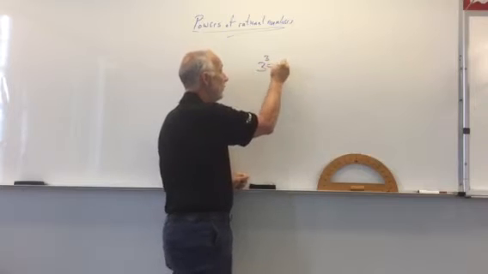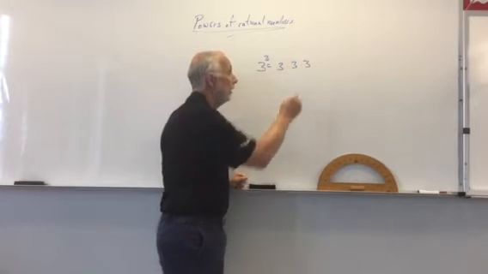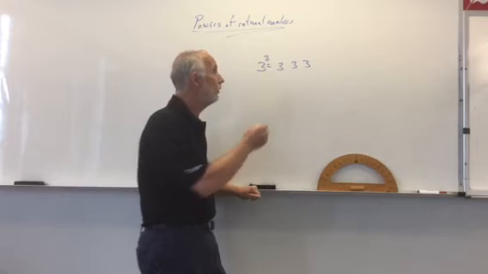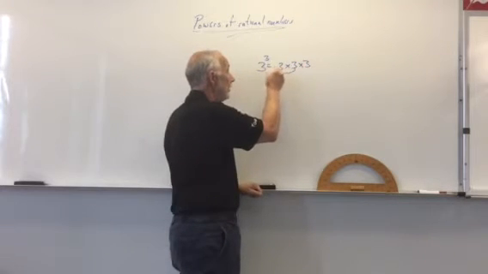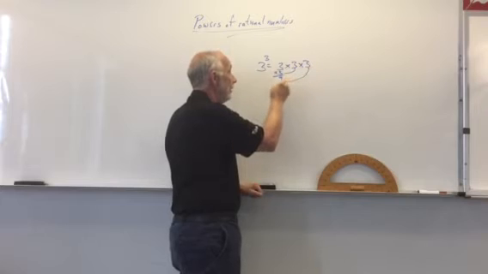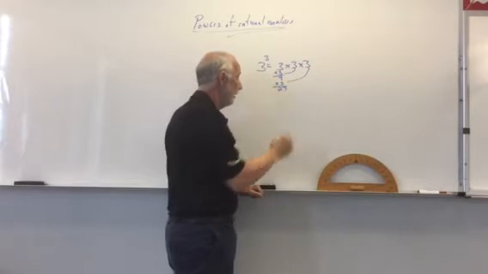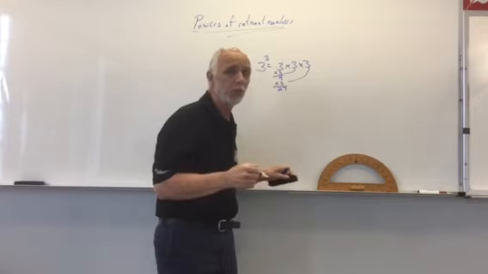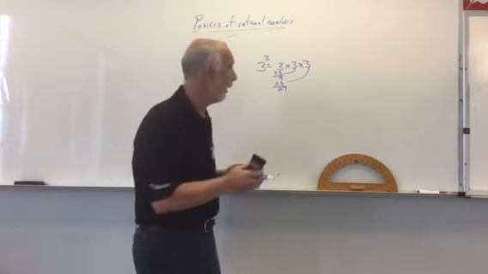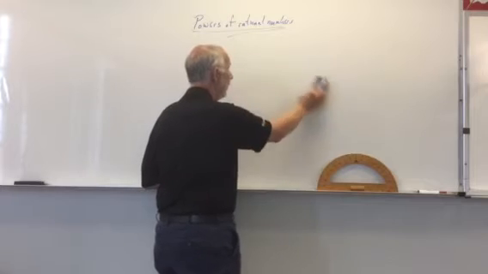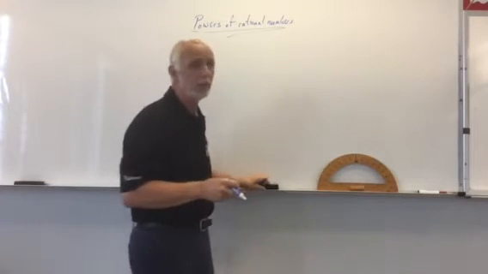But that does not mean your answer is 333, because what do you do with the 3? You multiply it times itself. So 3 times 3 is 9, times 3 is 27. Again, you've been doing exponents since 5th grade, so this should not be a real problem for you. All right, so what's different now?